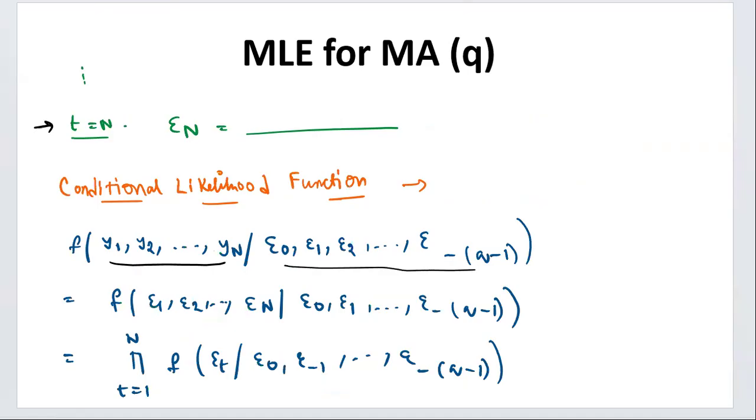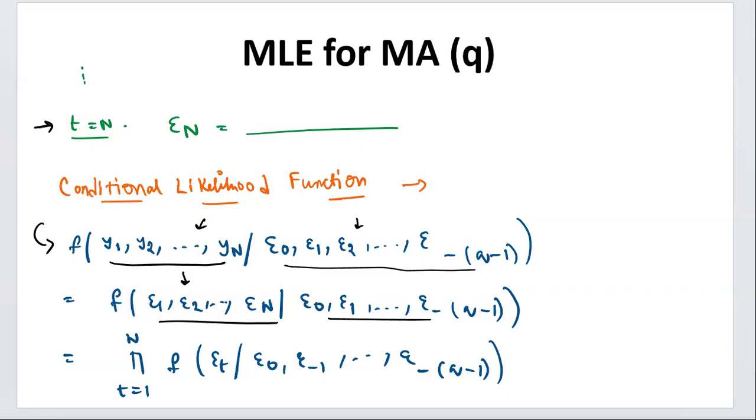This is the general structure of finding out the likelihood function. Firstly, write whatever is known to you, y1, y2 up till yn, and then write everything that you have assumed. So again, y1 is a function of epsilon 1, y2 is a function of epsilon 2, and vice versa. Hence, you can replace these y's by epsilon t's, and this step remains the same.